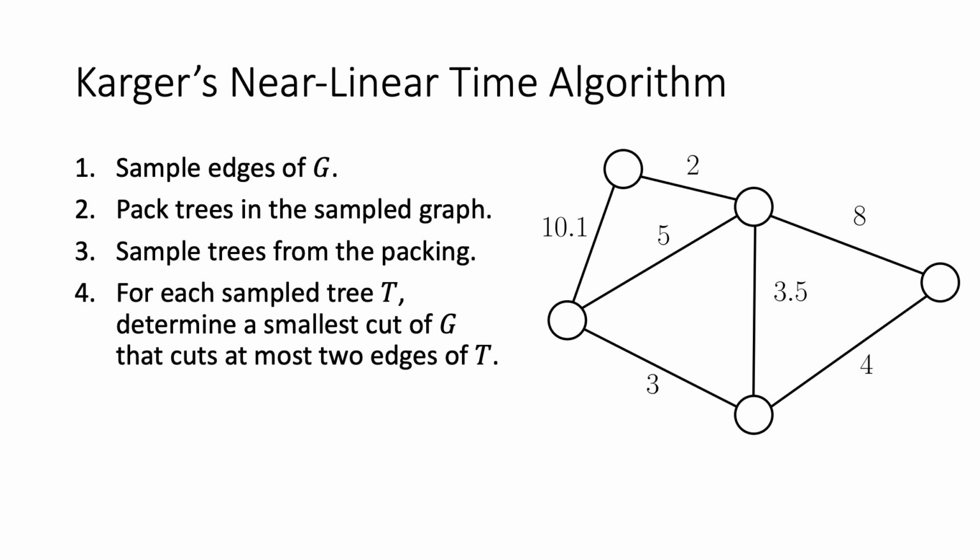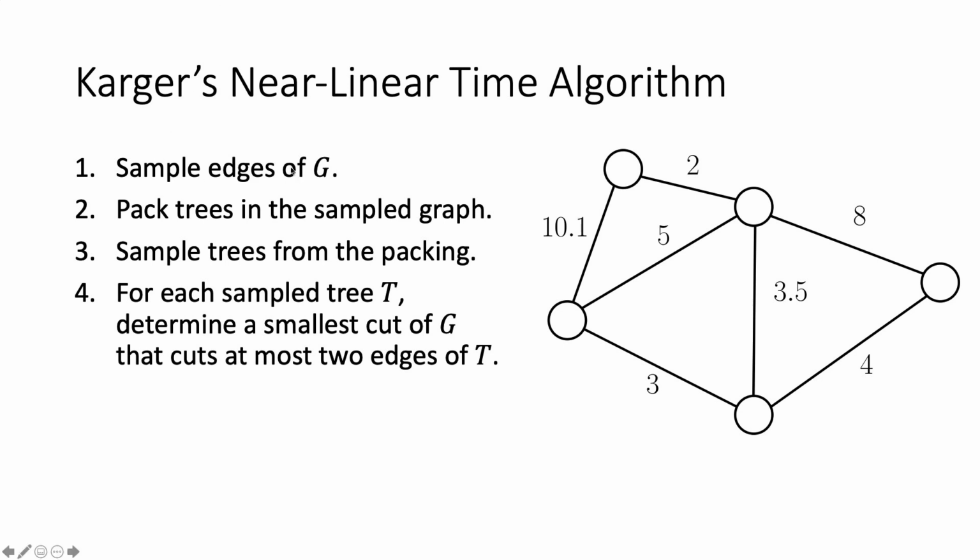Okay, so how does Carter's near linear time algorithm work? Well, the rough idea is we're going to sample edges of G. We'll pack trees in the sampled graph, and we'll sample trees from the packing, and for each sampled tree, we'll determine a smallest cut of G that cuts at most two edges of T.